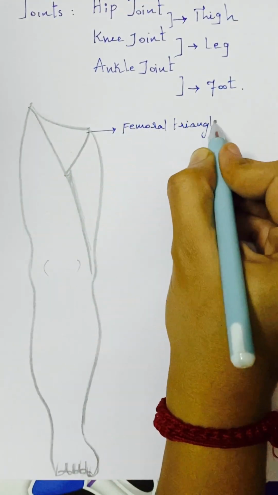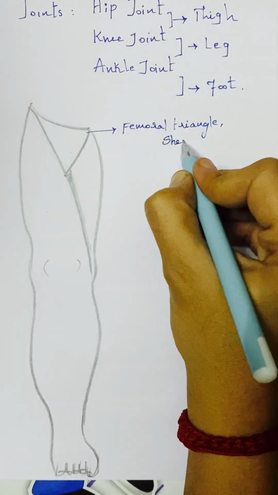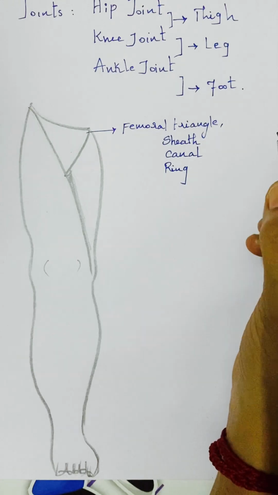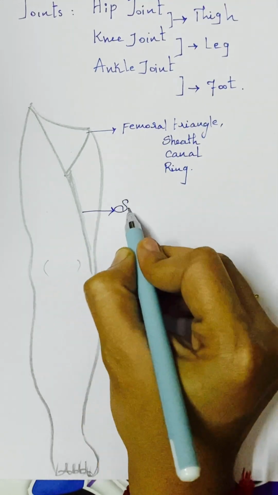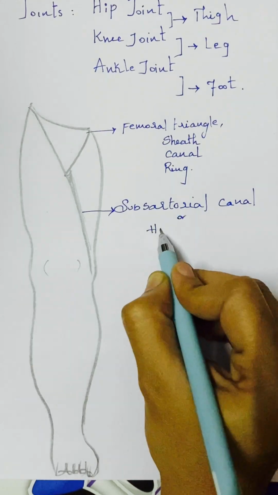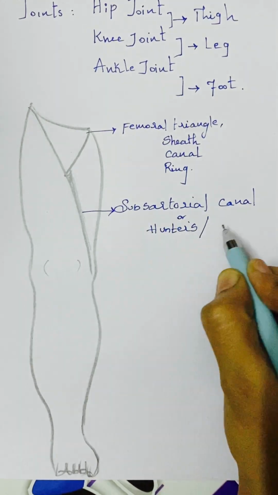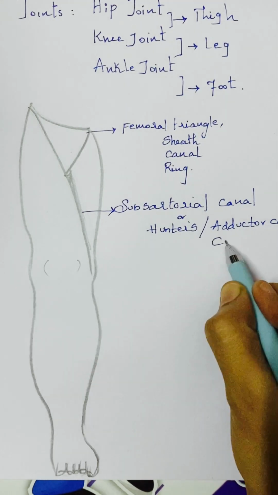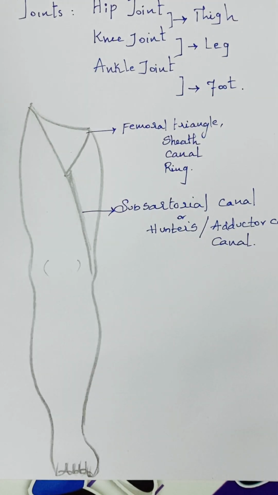One is the femoral triangle. We should also know about the femoral sheath, femoral canal and femoral ring. In the medial compartment of the thigh, there is a canal called the adductor canal, otherwise called the subsartorial canal or Hunter's canal. We should know the boundaries and contents of this adductor canal.